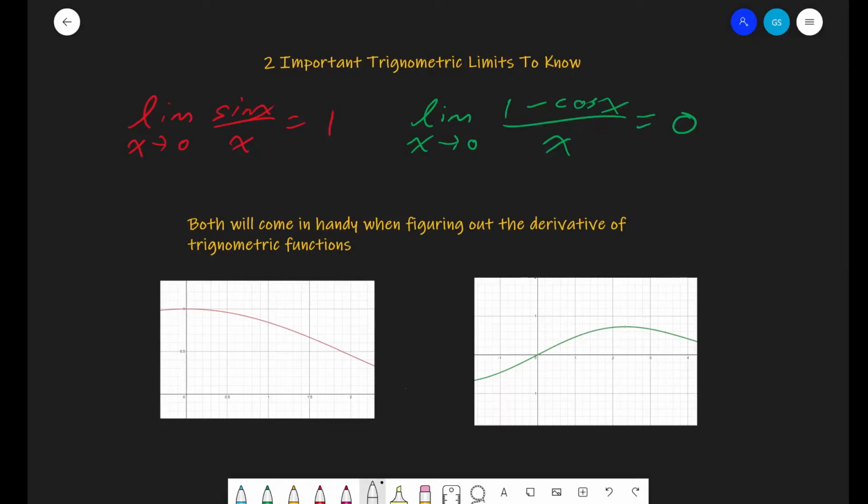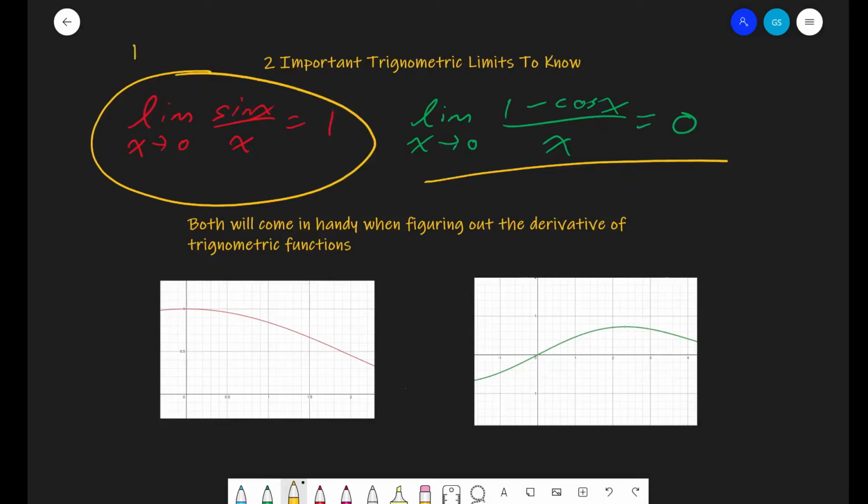Anyways, before we begin understanding the derivative of certain functions, like what's the derivative of sine x, there are two important limits we need to understand, and I've written them out for you already. It's the limit as x approaches 0 of sine x over x, and the limit of 1 minus cos x over x. Both are important because they help us understand how we get the derivatives for the other trigonometric functions. In this video I'm going to focus on the first one. In the next video, I'll be talking about the other. So let's get right into it.